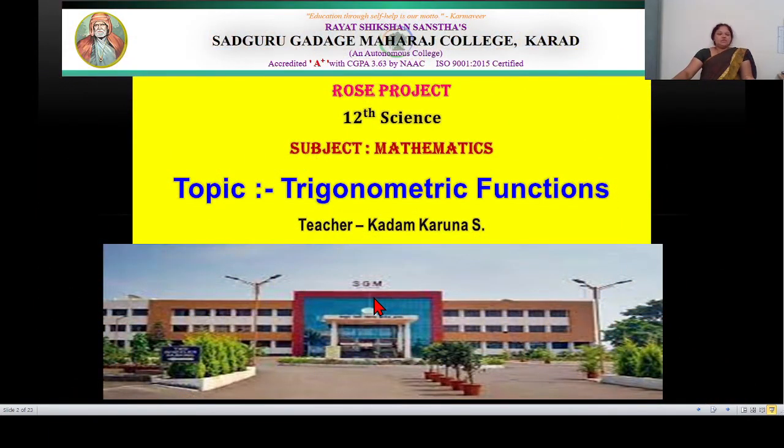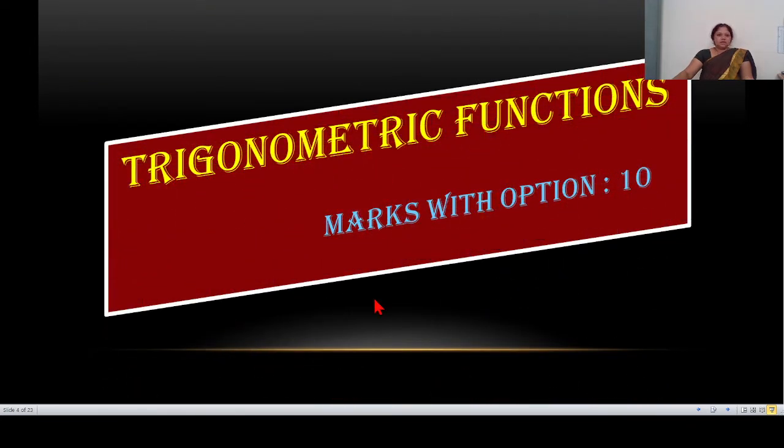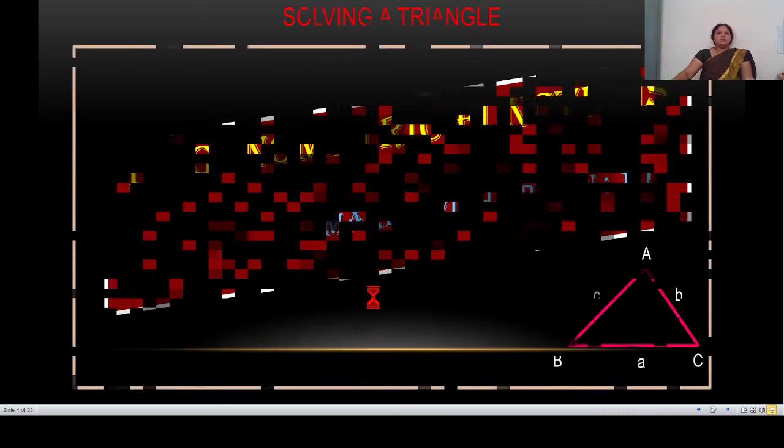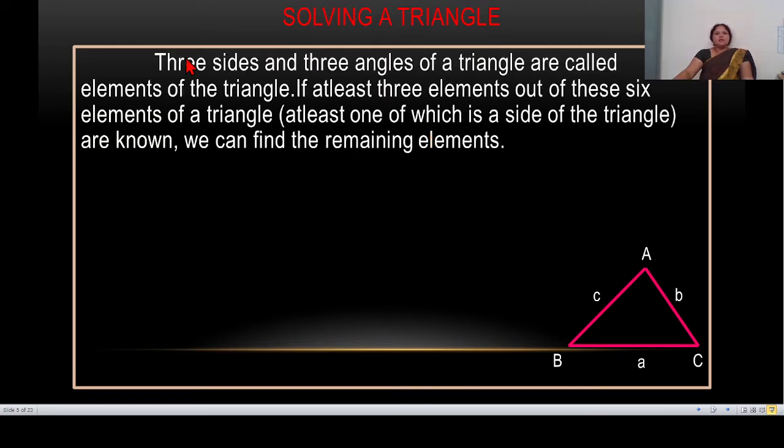In the previous lecture we have studied Cartesian and polar coordinates and their examples. In today's lecture, let us see solving a triangle. The three sides and three angles of a triangle are called elements of a triangle.